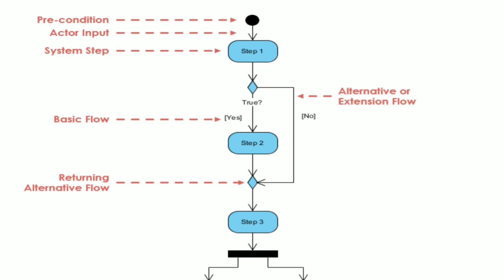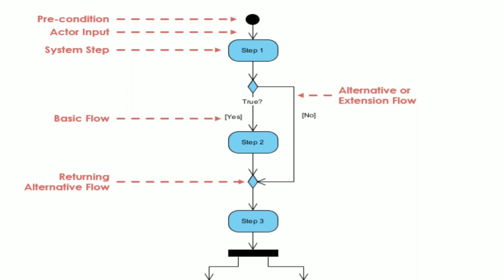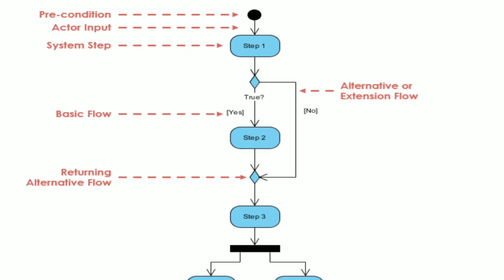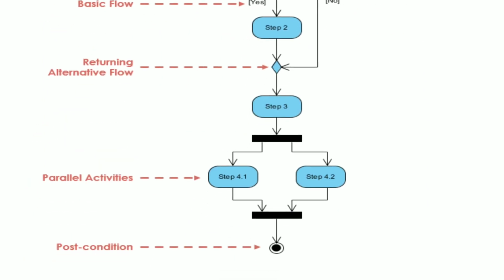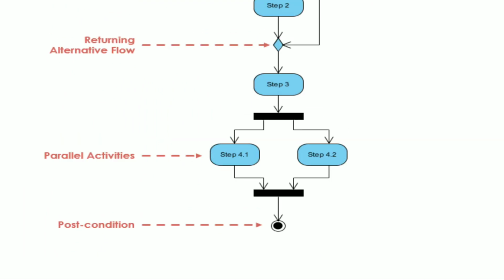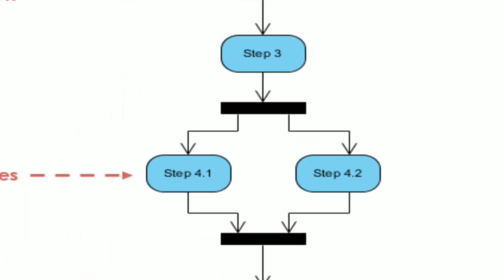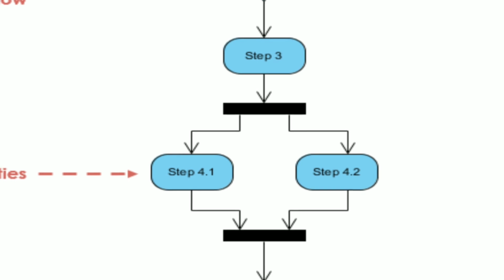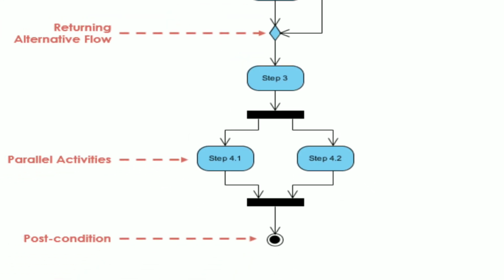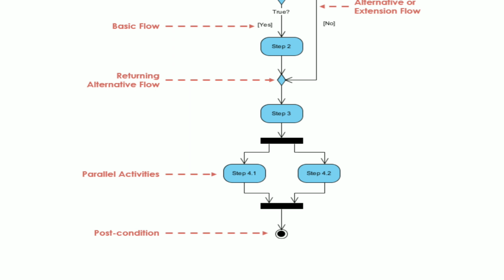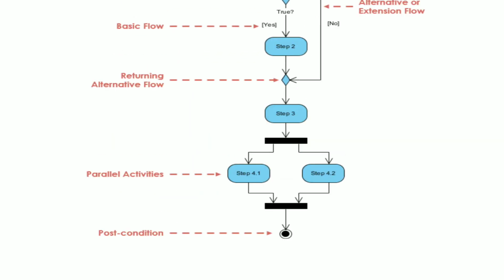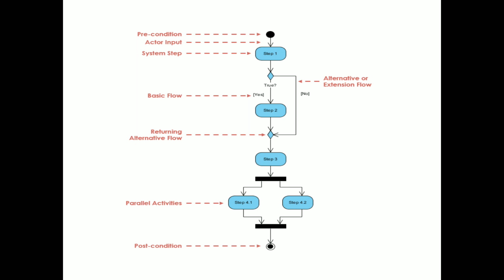Then returning alternative flow, that is there. Step 3 is there, then fork is there. Finally join is there. Parallel activities, after forking, this is the fork, and at the end join is there. Parallel operations in step 4.1 and 4.2 we can show. And finally post condition, that is nothing but your stop is there.